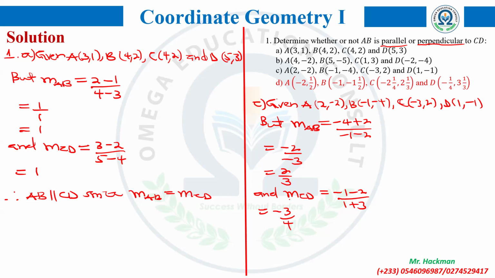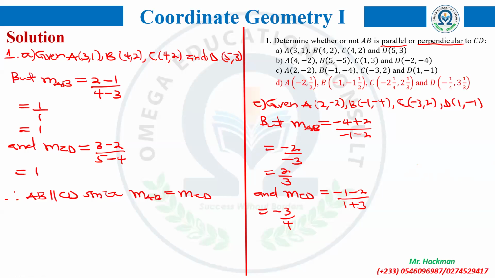Okay, so at this point, the two gradients are not the same. Let's check. If they are not the same, it means they are not parallel. If they are not parallel, then they intersect. However, if they intersect at an angle of 90, then the product of the two gradients should be what? Negative 1. Or the two gradients should be negative reciprocals of each other. So let's look at the product giving us negative 1, the main relation.